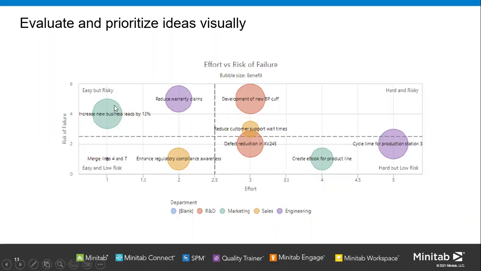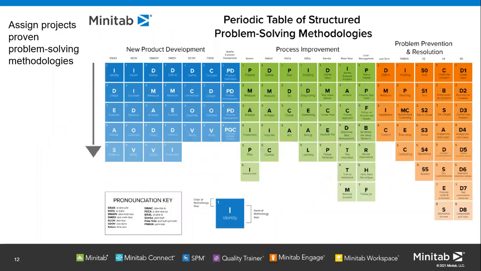As you see here, we have a quadrant: easy but risky, harder and risky, hard but low risk, and easy and low risk. All of these are available for the user, be it a steering committee, leadership, or coaches or mentors. Then we have compiled all the methodologies available in Minitab Engage: DMAIC, DMADV, PDCA, Lean Six Sigma, a Kaizen project, 5S, an 8D report, and an A3 report.